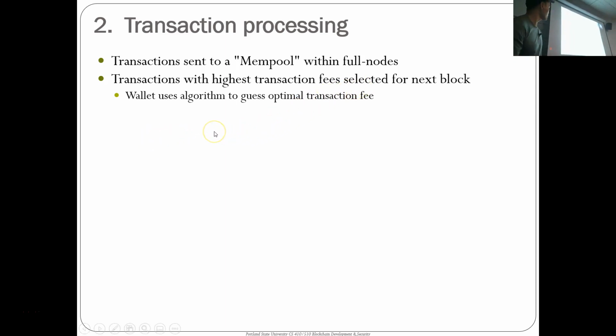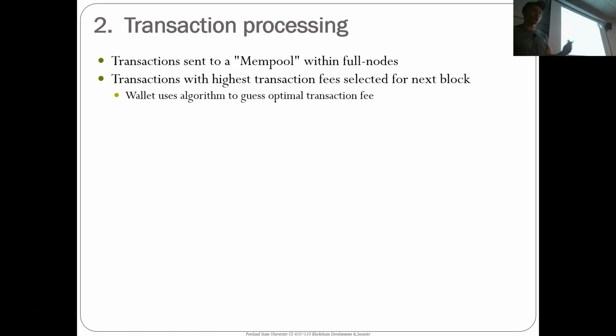And the wallet algorithm is attempting to guess what the optimal transaction fee is to get your transaction into the next block, right? So if it looks at the average transaction fees in the previous 2 or 3 blocks, and it says, wow, 0.05 Bitcoin is needed per transaction in order for it to get reliably placed into a block, I'm going to put that as my transaction fee in order to try and get that into the block.